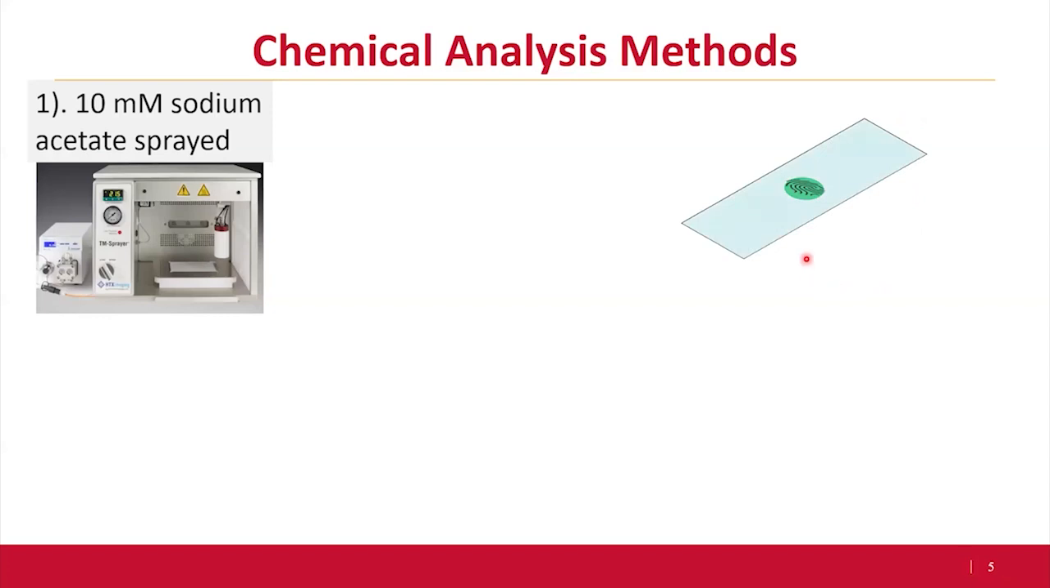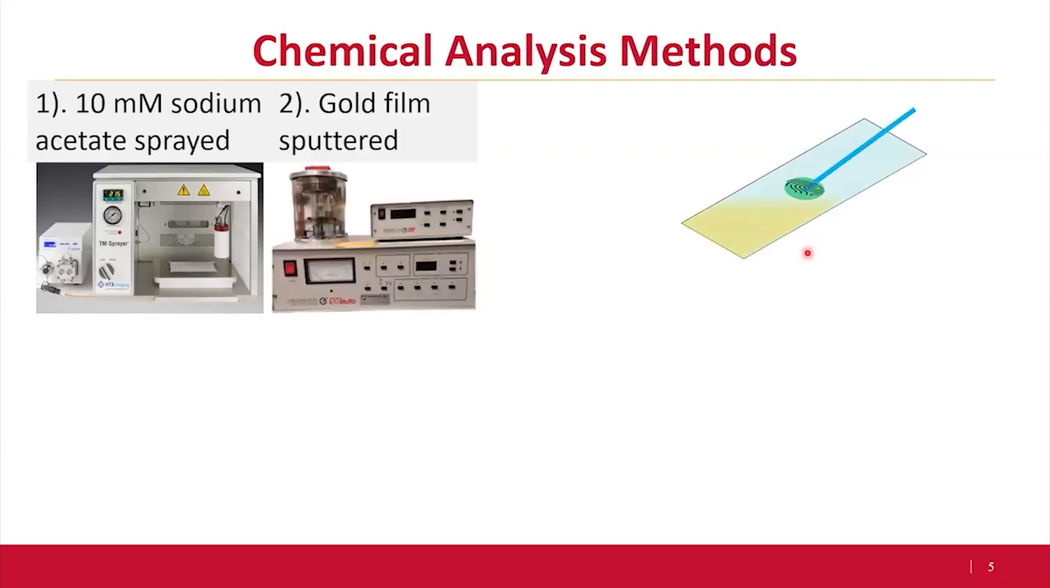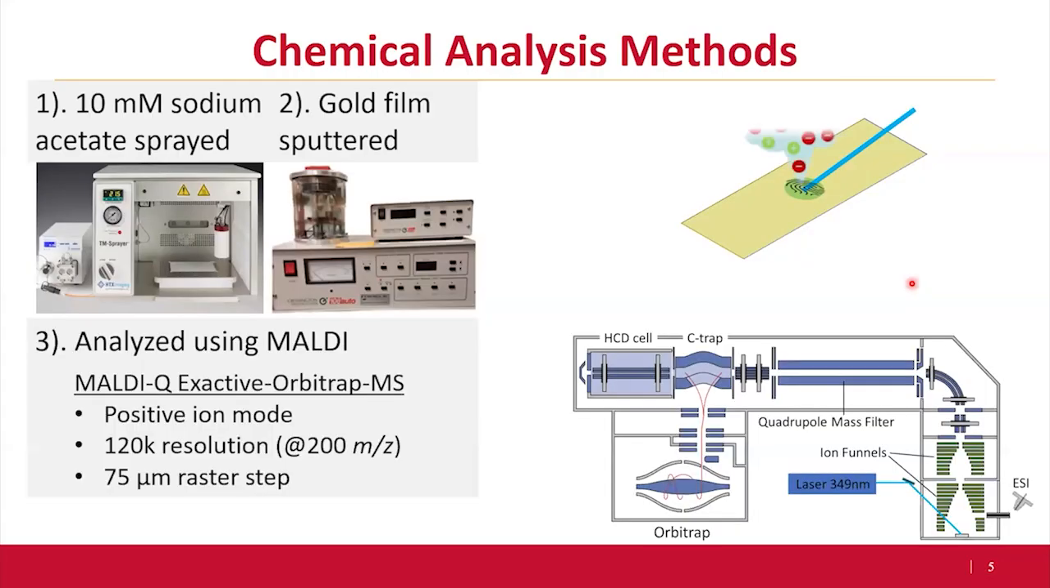We then take it back to the lab and we apply sodium acetate onto our glass slide to promote sodium adduct formation. And we follow that with an application of a thin gold film. And this gold film works as our matrix. And for MALDI, a matrix allows us to softly ionize the chemicals so we don't break down our fingerprint lipids with the laser intensity. We then look at the ions created with our Q-Exactive Orbitrap MS in positive ion mode.